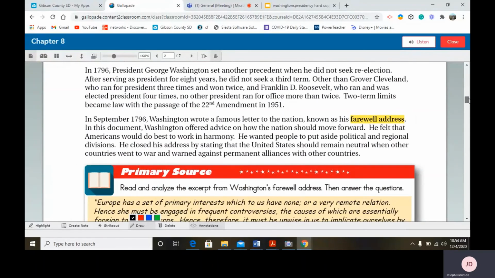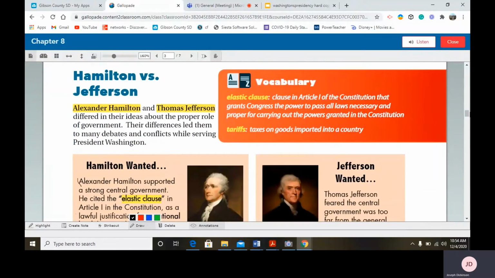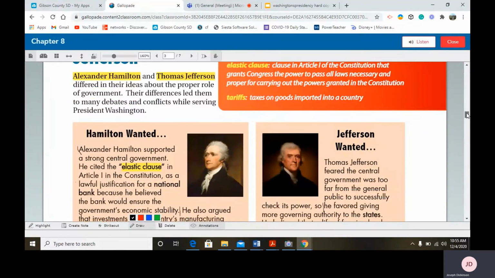So we've done the Whiskey Rebellion, so long farewell with the farewell address. So Hamilton versus Jefferson. We're back at this. This is where you get your political parties from. Alexander Hamilton and Thomas Jefferson differed in their ideas about the proper role of the government. We've already established that. You've got Alexander Hamilton, who is a loose interpreter of the Constitution. You've got Thomas Jefferson, who is a strict constructionist with a strict interpretation of the Constitution. Alexander Hamilton wants a national bank and wants to give the federal government all the power. Thomas Jefferson wants the federal government to not have any of the power.